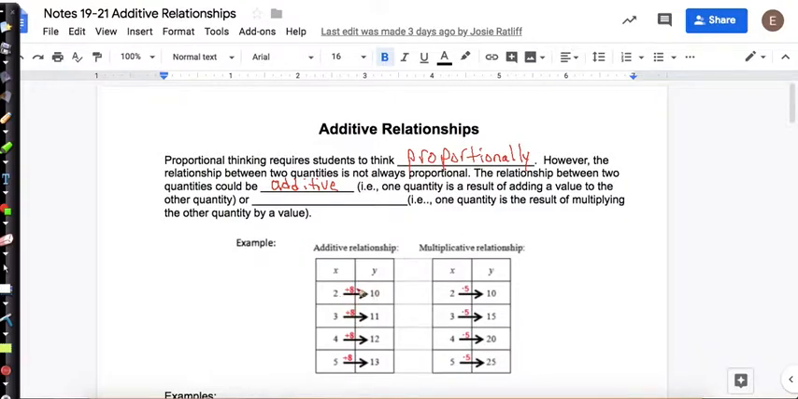We get from 2 to 10 by adding 8, 3 to 11 by adding 8, 4 to 12 by adding 8, and 5 to 13 by adding 8. So we're adding the same number each time. You could also subtract the same number each time because remember, adding a negative is the same as subtracting. So we could be looking for a subtraction pattern when we're looking for an additive relationship.